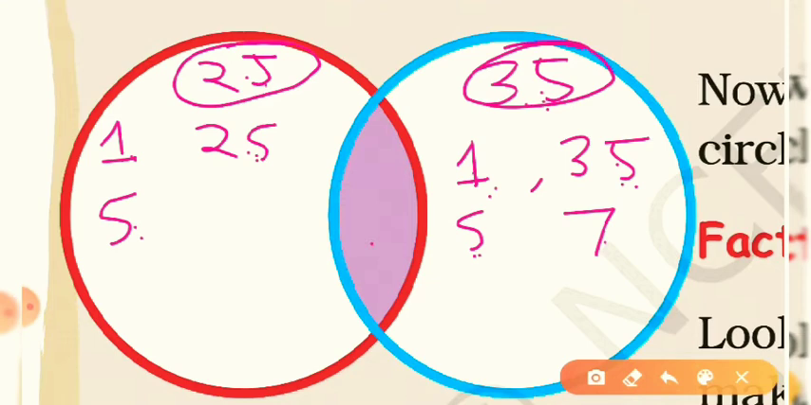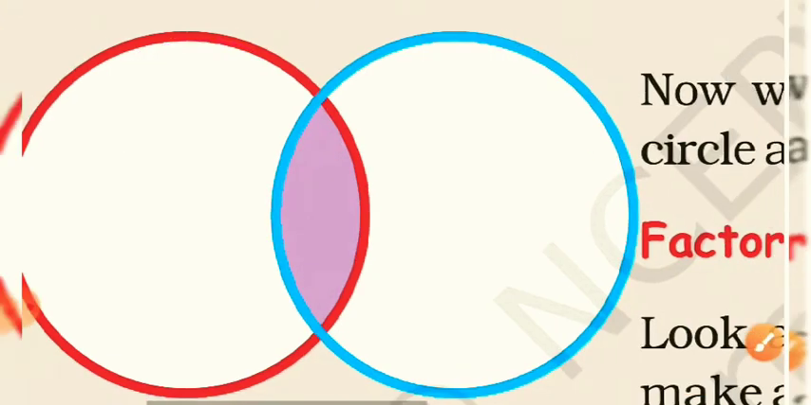Now we will check which numbers are common factors of 25 and 35. First you can see here 1, so write 1 in the purple portion, and next is 5, so write here 5. So 1 and 5 are the common factors of 25 and 35. I hope that you have understood it. Now go to the next.